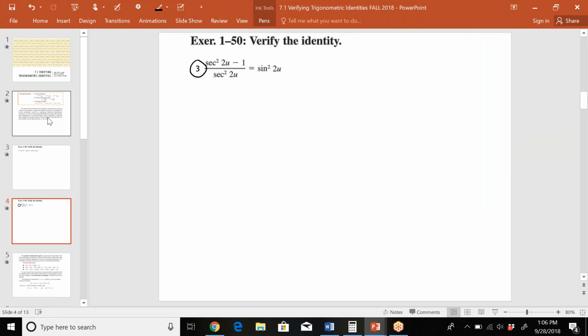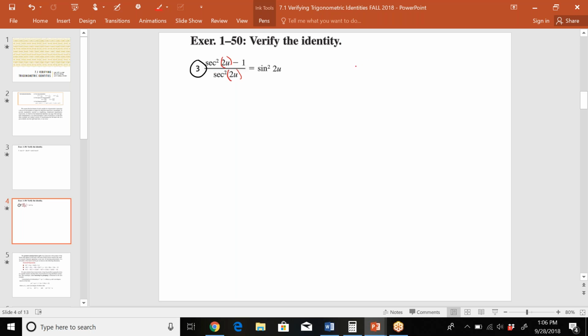So what we learned in 7.1 is that we were trying to work with verifying some identities. And we were looking at this one, and I said it was one of the ones I would do on the video for you. Remember, when you're verifying, you don't really care about the 2u part. That's just a naming system for your angle. So what we're focused on is what we can do to secant squared of an angle minus 1 over secant squared of an angle. Now you can't just cancel out the secant squareds because there's a binomial on top.